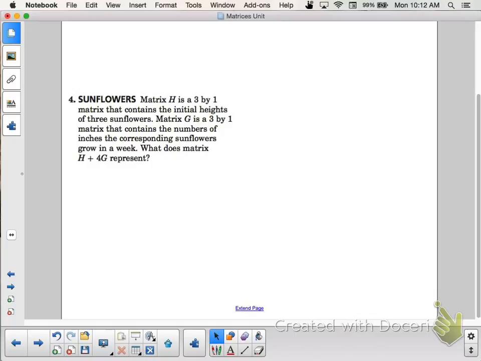So I hear everybody talking. Matrix H is the initial height, and matrix G is the inches that it grows in a week.